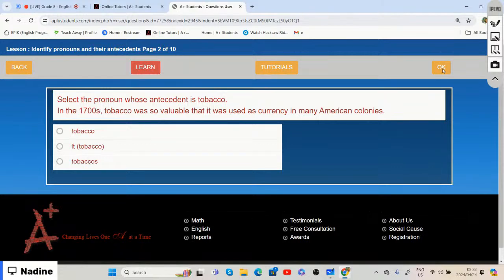In the 1700s, tobacco was so valuable that it was used as currency in many American colonies. Is it tobacco? Is it, or tobaccos?